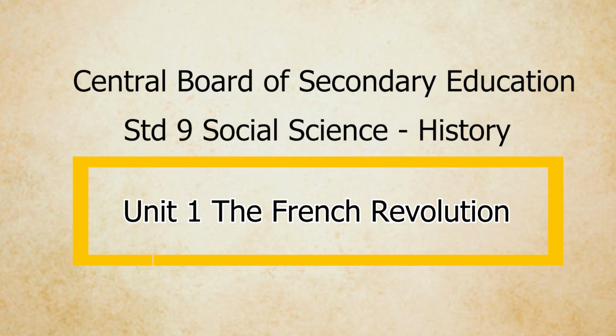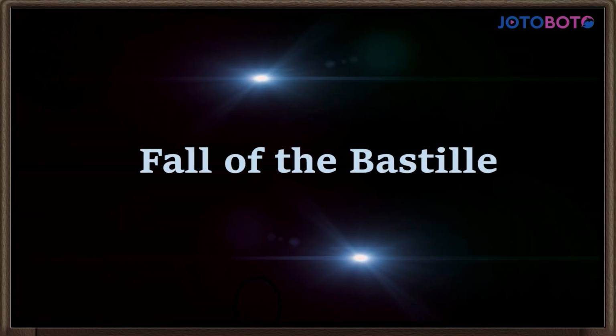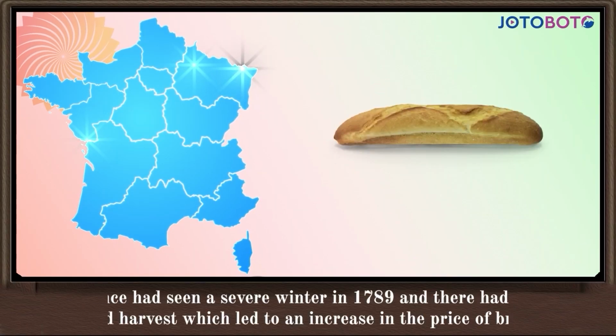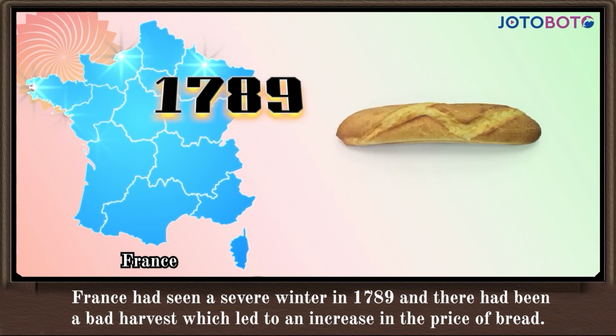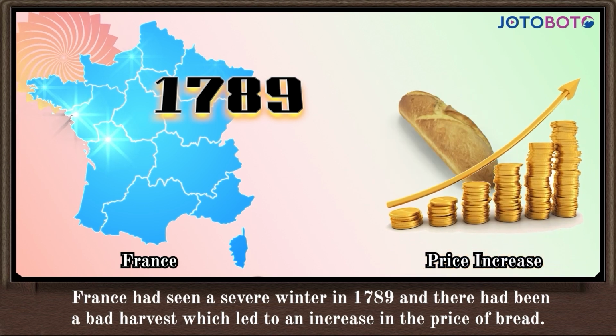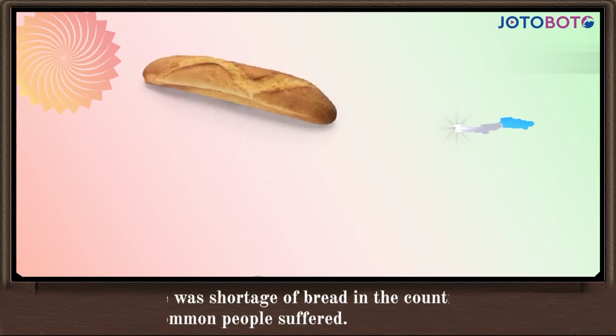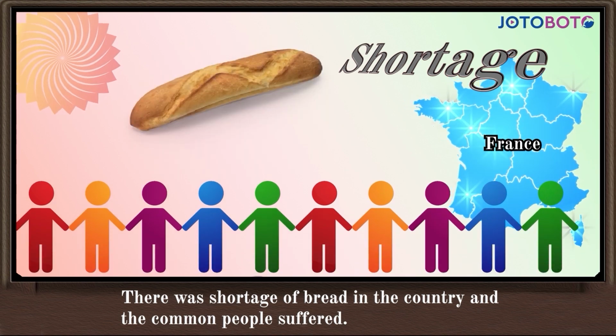Unit 1. The French Revolution. Part 1. Fall of the Bastille. France had seen a severe winter in 1789. There had been a bad harvest which led to an increase in the price of bread. There was a shortage of bread in the country and the common people suffered.